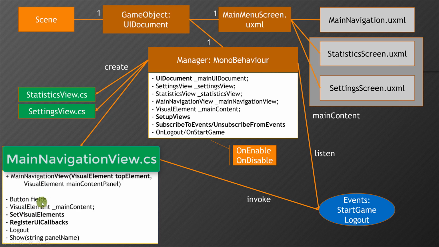In addition, as usual, we have the buttons, and the view fetches the buttons and so on in set visual elements, and registers UI callbacks handling button clicks in this private method. And we have a private method show, which gets a panel name, meaning statistics screen or settings screen, or statistics panel or settings panel, whatever your naming is, and shows and hides the screens accordingly. Although we only have two screens we are toggling, the implementation works for more than two. If this was a bit too fast, check the previous video to understand the general approach I'm taking.